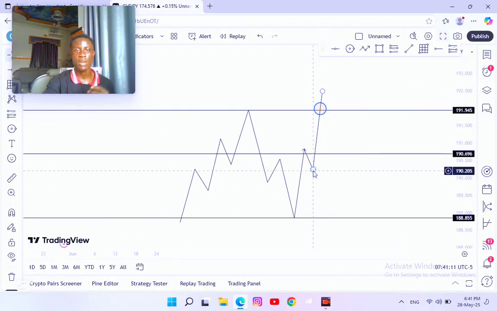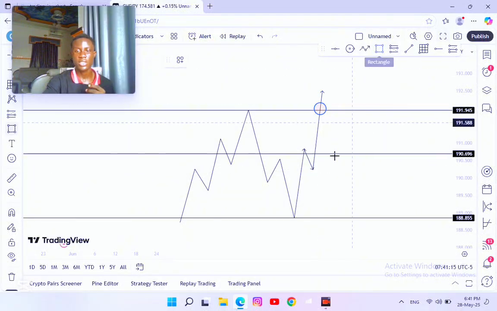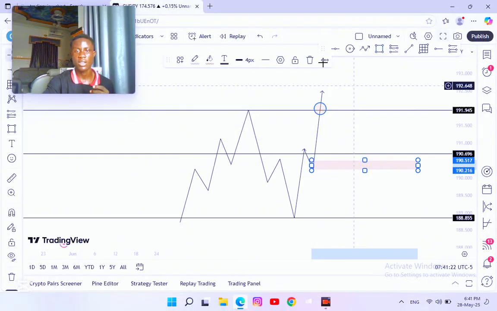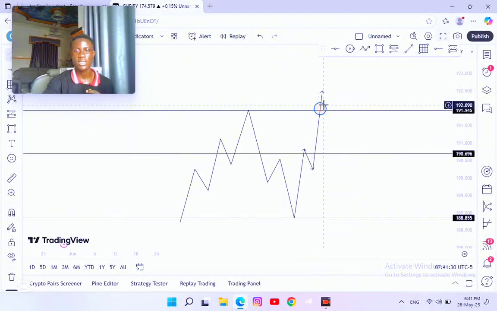Because there are pullbacks here that price needs to take the liquidity from, which means some traders are looking to buy from here. So we need to take that liquidity before price moves higher. That's simply where I'll be targeting. So once price breaks it, the next thing to do is to look for my setup.